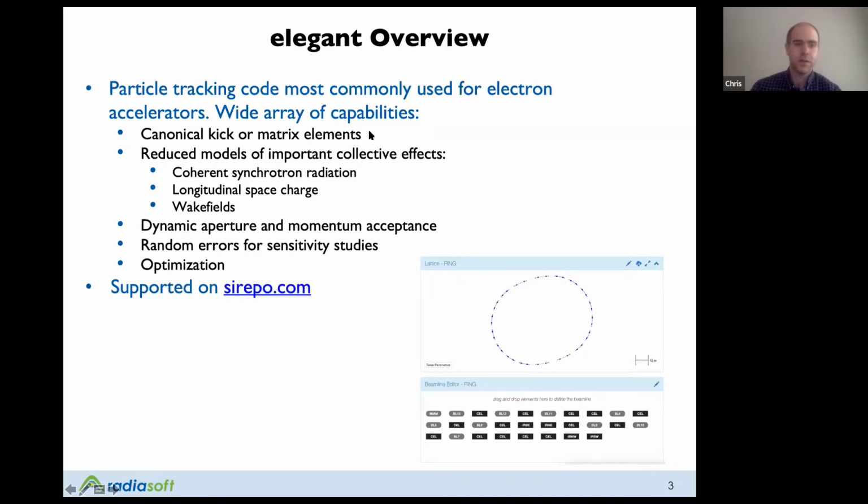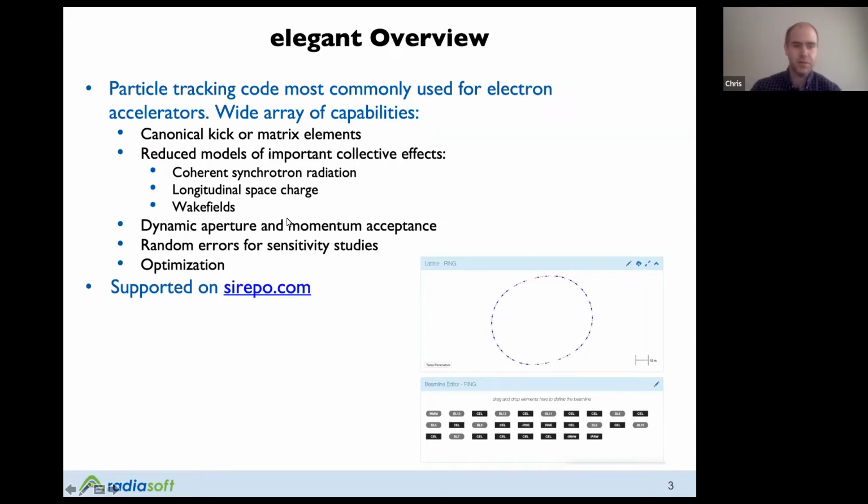I'll run through. It has a wide array of elements available, many of which come in both canonical kick and matrix element flavors. While Elegant doesn't do fully self-consistent particle tracking with space charge included, it does have a few reduced models for particularly important collective effects that are relevant for electron accelerators, like coherent synchrotron radiation, longitudinal space charge, and the ability to import wake fields from external sources and use those.